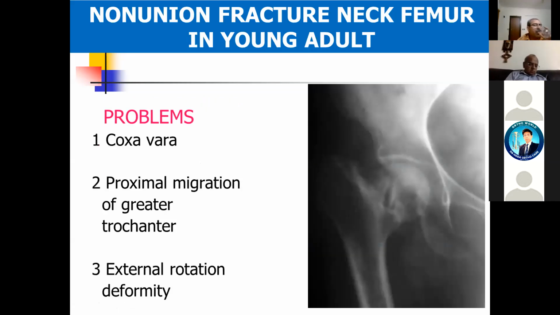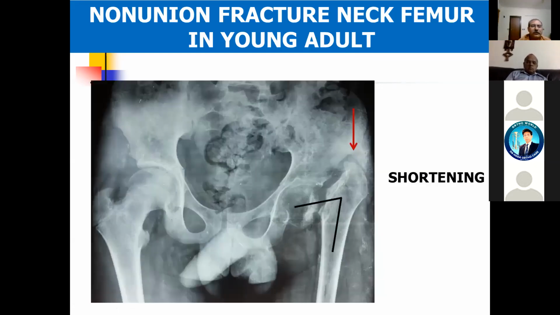There can be coxa vara, neck shaft angle is reduced, trochanter has gone up. There can be external rotation deformity of the lower limb. Again, you find in this slide, the coxa vara, the trochanter has gone up, and there is shortening of the lower limb. Obviously, you can anticipate.